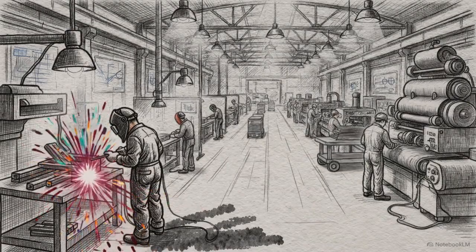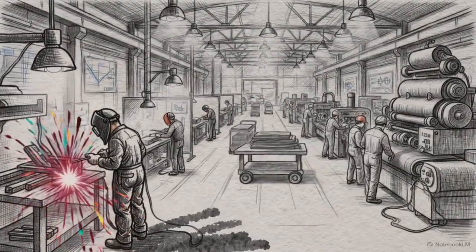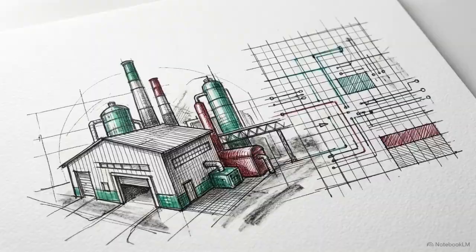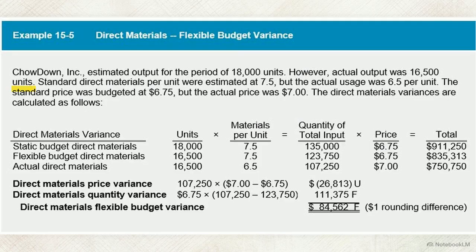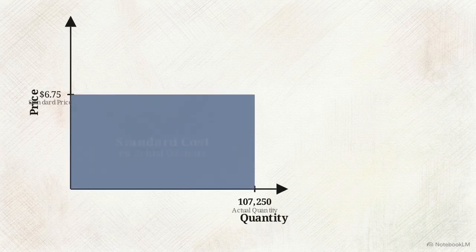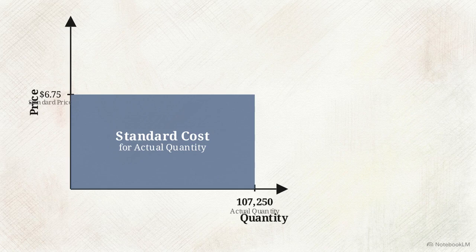True financial analysis requires us to mathematically isolate price fluctuations from production usage to reveal the reality on the factory floor. To understand the components of that $84,000 favorable variance, we will build a mathematical model for Chowdown's performance. Our baseline parameters show a budgeted standard price of $6.75 per unit and an actual output of 16,500 units. This diagram shows standard cost as a two-dimensional area, with the standard price on the y-axis and actual quantity on the x-axis. To isolate the purchasing department's performance, we first hold production's actual material usage constant.